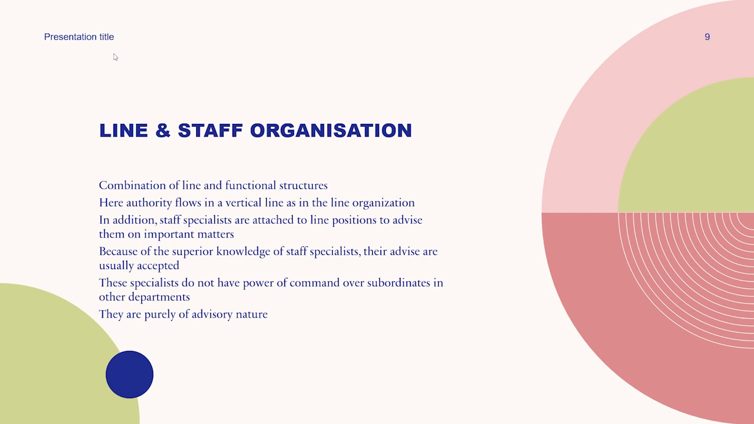Okay. Now we can come to the advantages of line and staff organization. It is based on the principle of specialization, and it helps the enterprise make use of benefits of specialization of functions. Second advantage is expert advice. It provides the benefit of expert advice to the line management.